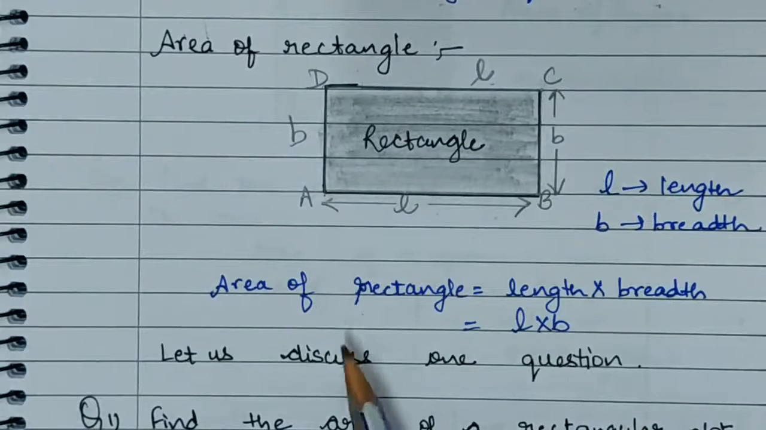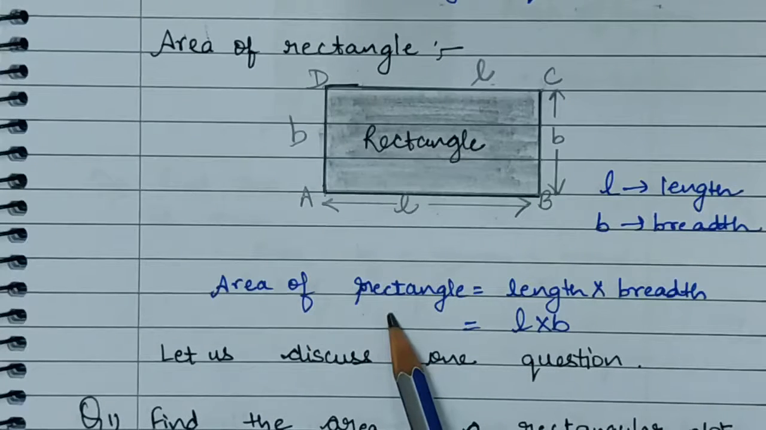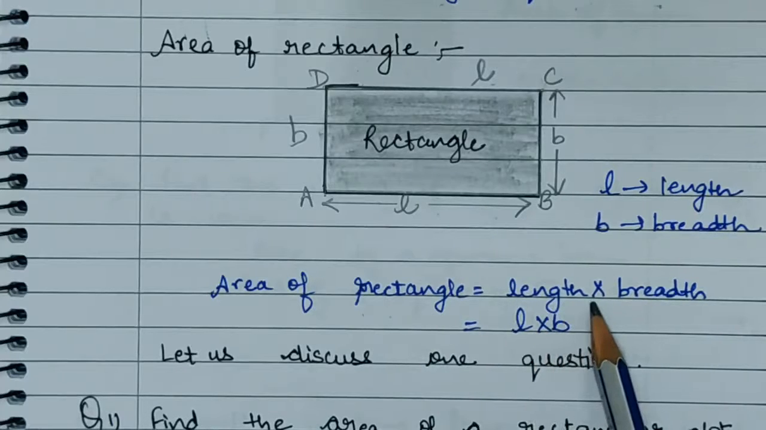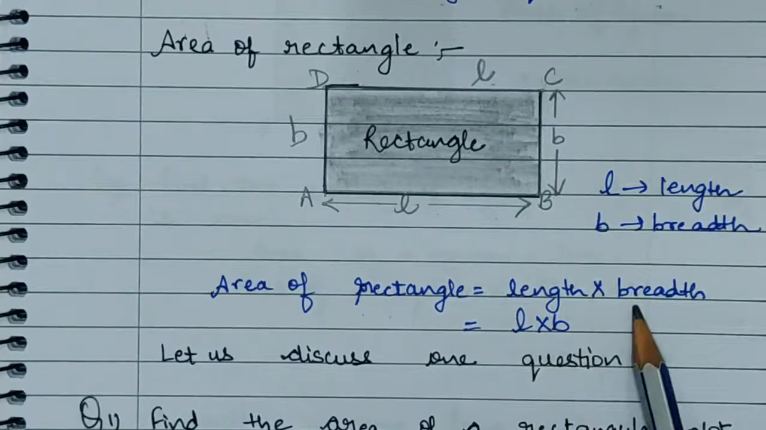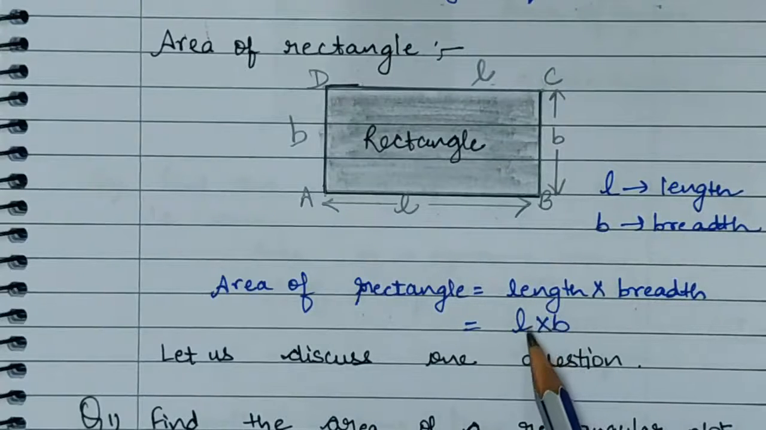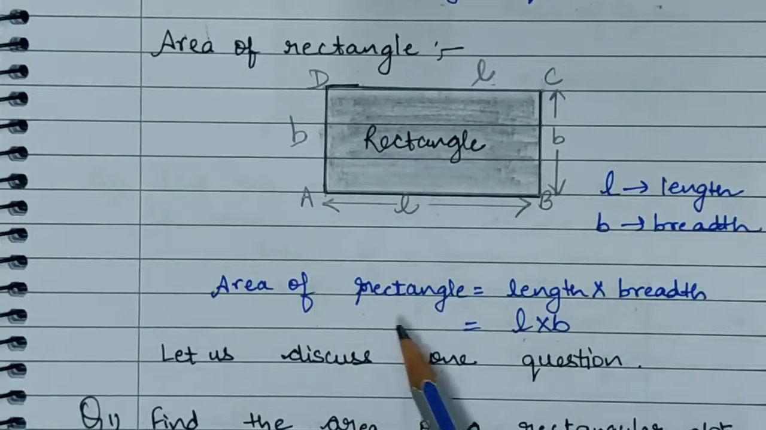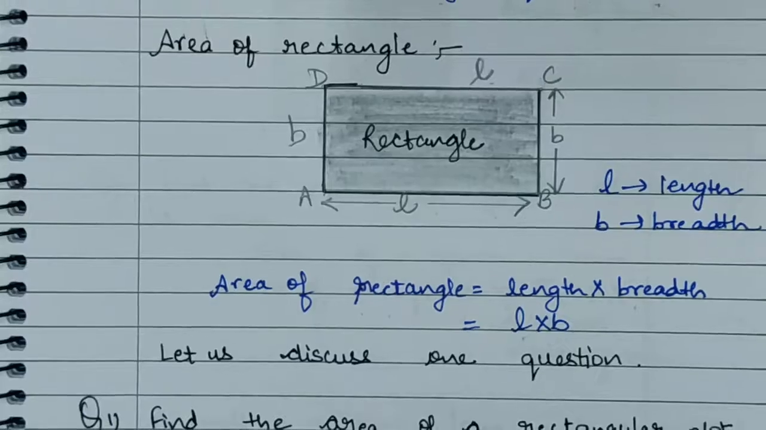Now, the formula for area of rectangle is equal to length into breadth. Length is represented by L and breadth is represented by B. So we can also say that area of rectangle is equal to L into B. Clear? Now let us discuss one question.